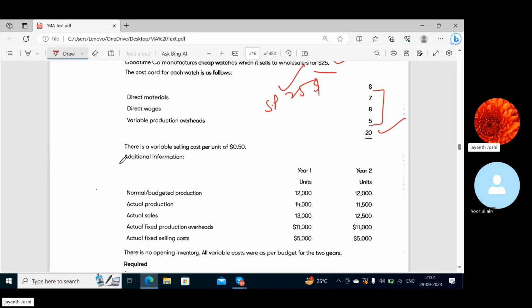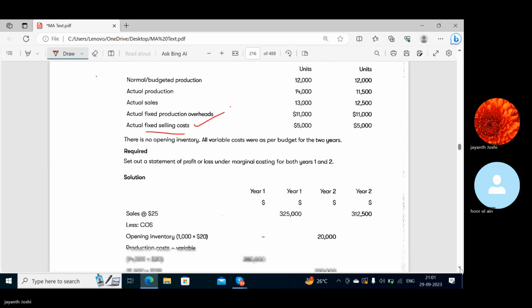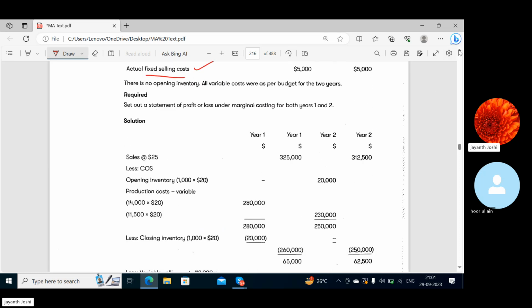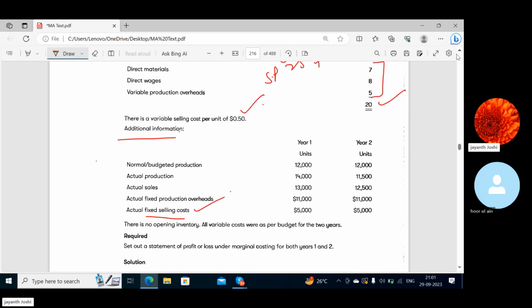There is a variable selling cost per unit of 0.50, which you have to multiply with the number of units. Okay. So additional information: budgeted production, actual sales, actual fixed production overheads, actual fixed selling costs. Actual matters, right? So now we will take the actual sales.